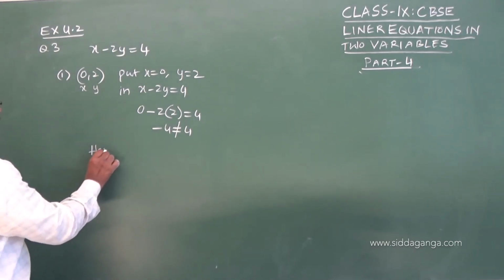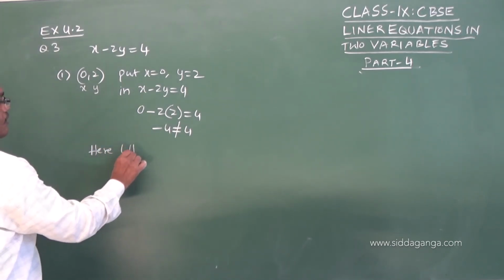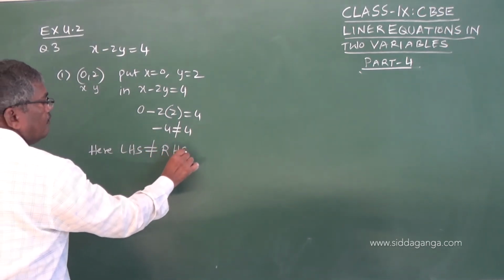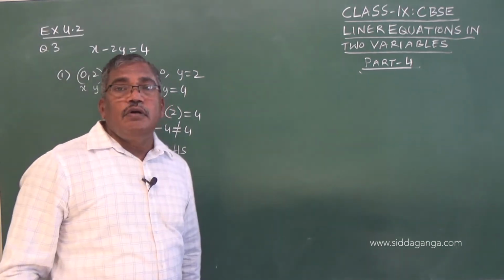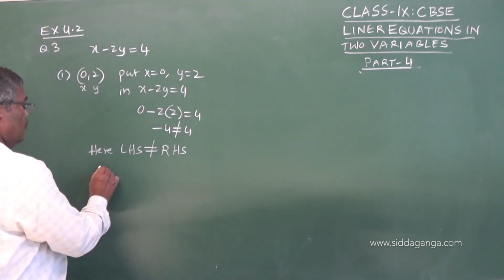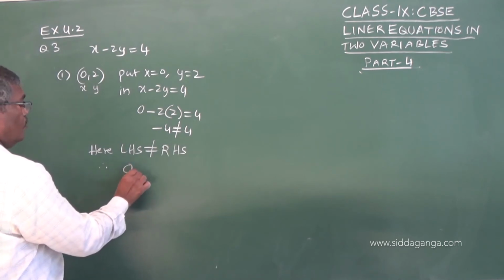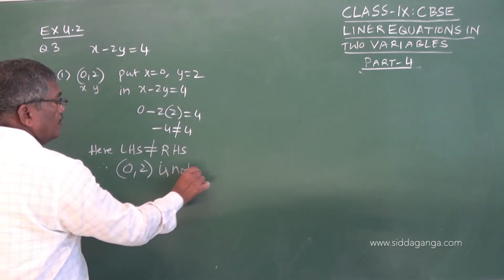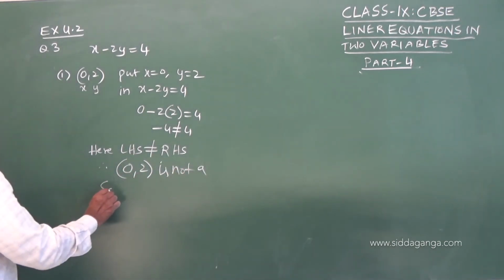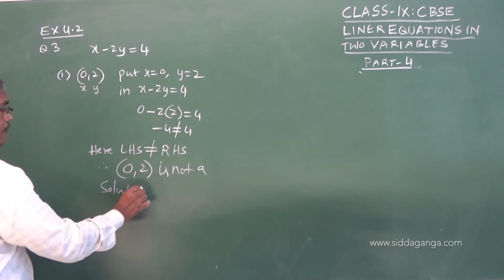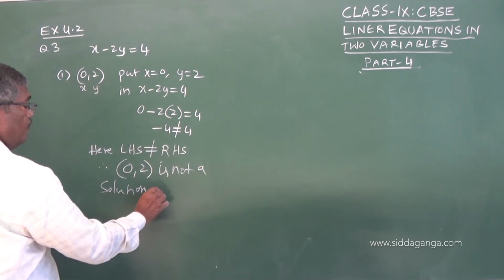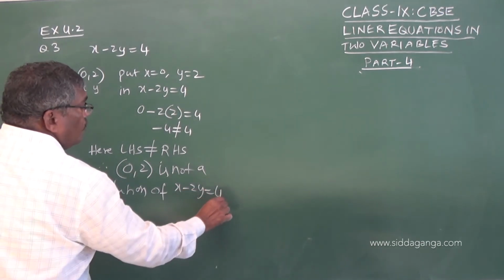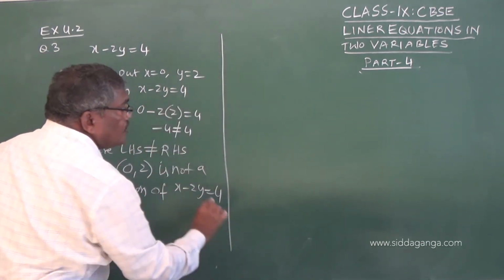Here, LHS is not equal to RHS. Minus 4 can never be equal to plus 4. Therefore, (0, 2) is not a solution of x minus 2y equals 4. This is how you have to answer.